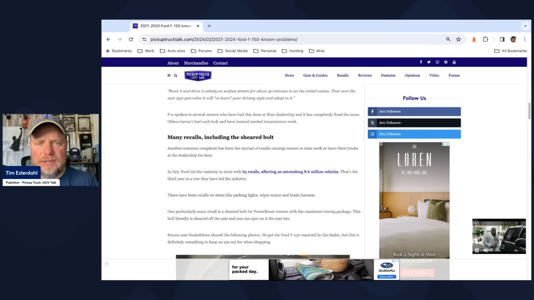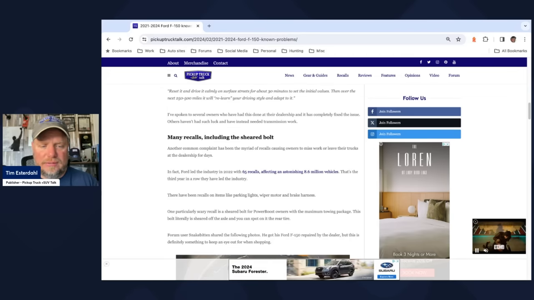But there's a lot of customers I talked to on the F-150 Gen forum that were really frustrated about just the many recalls. There's a sheared bolt recall, which is interesting as well. But in fact, Ford led the industry in 2021 with 65 recalls affecting an astonishing 8.6 million vehicles. So they have led the industry the last couple of years for the number of recalls they've had.